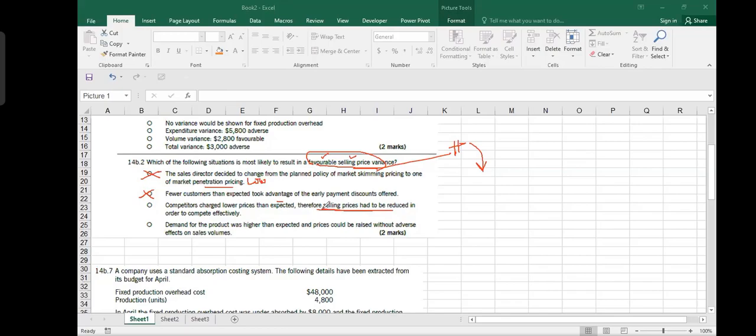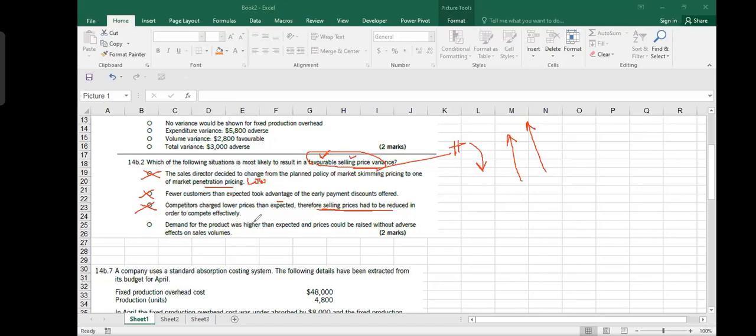If you decrease the selling price, you cannot get a favorable selling price variance. Favorable selling price variance means that you charged more. Favorable selling price means that your sales prices increased. But in this case, it is decreasing. So this is exactly the opposite. It will make an adverse selling price variance.